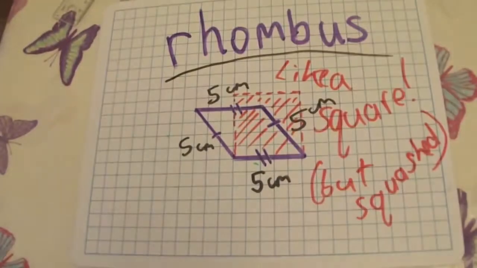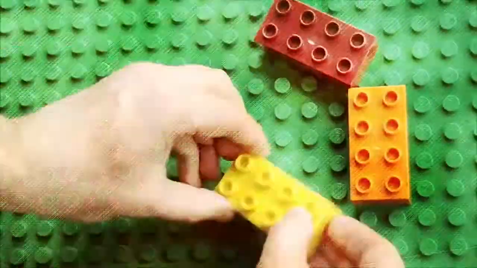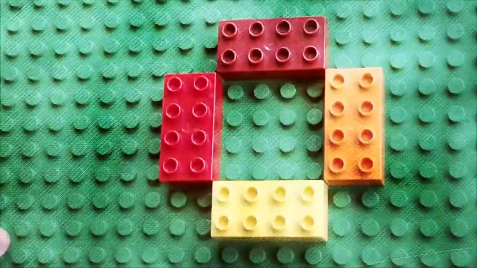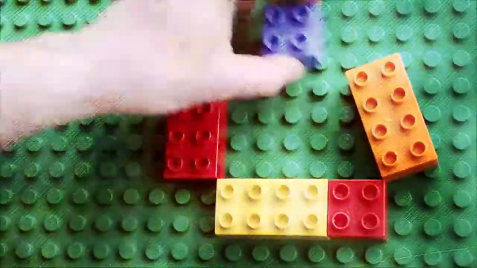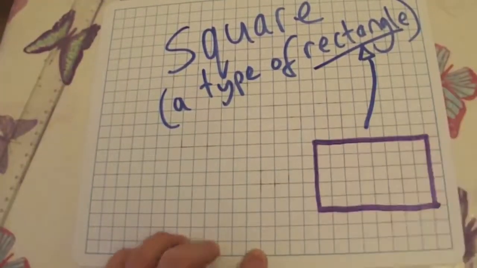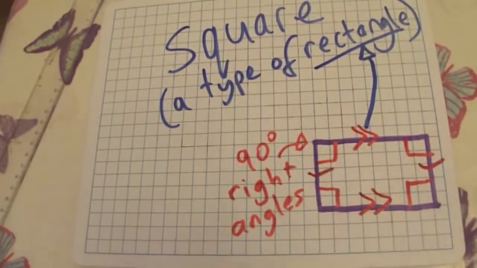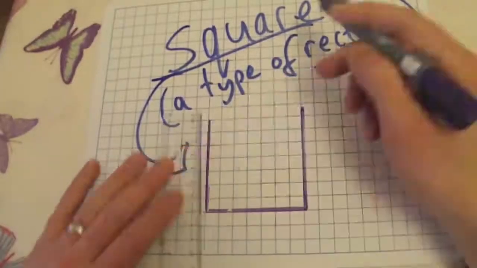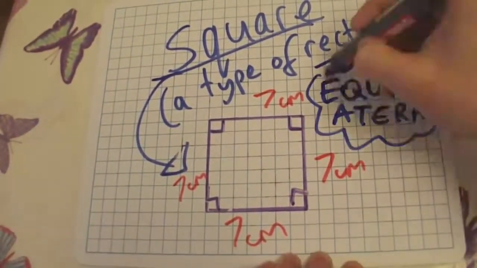Rhombus, square, rectangle, trapezium, kite, parallelogram. Now, the square is a type of rectangle because it's got 4 equal 90-degree square angles. That's right, but squares are square, all sides are the same. Equilateral quadrilateral could be its nickname.